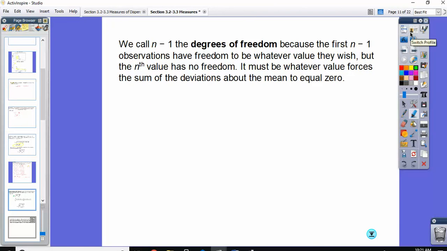Sometimes we talk about degrees of freedom. Degrees of freedom, if I ask for it, that's n minus 1. It's the number of points minus 1. So the last one, I had 7 data points, so it would be 6 degrees of freedom. So it's 1 less than your number.